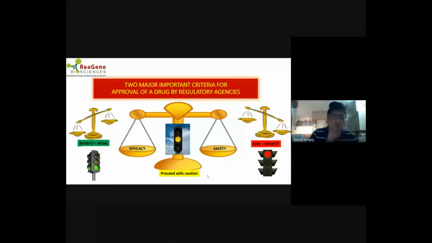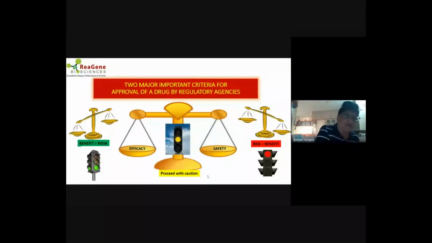So when we do it, many drugs may work, but they're very toxic. In such cases, we cannot really give them to the patient. In animal models or in vitro models, the drug is very efficacious, but when you put it into humans, it's very toxic. So those kinds of drugs do not make it to the market. Here, the red light, I've seen in the balance that risk is greater than benefit. So you do not want to take those drugs into the market.